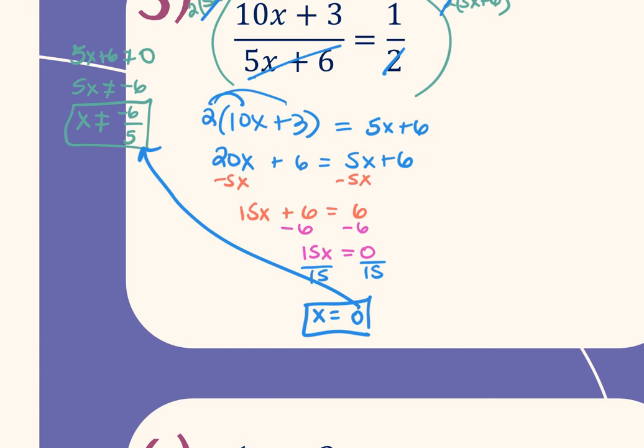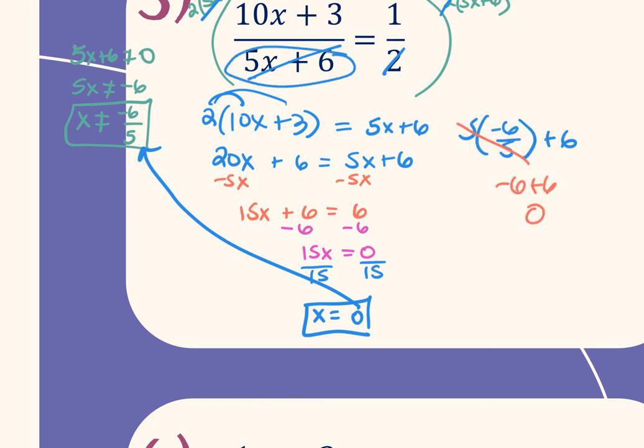How did you know that it couldn't be negative 6? You set the denominator not equal to 0. Whatever denominator has a variable in it, you set it not equal to 0 and solve it, and that's what x cannot be. We're going to keep doing it every single time. Set the denominator not equal to 0 anytime there's a variable.